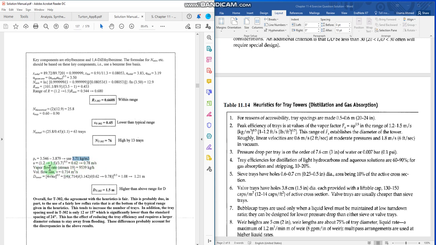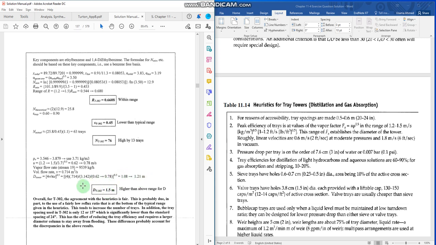Now the vapor flow rate that we get from stream number 19 is equal to 9539 kg per hour. Similarly, once you have the density here, you can get the value for the volumetric flow rate, and using the equation for the mass flow rate, you can convert the volumetric flow rate into the velocity and the cross-sectional area. Rearranging the equation, you get the equation in terms of the diameter of the tower, and you can solve this equation to get the value for the diameter of the tower, which comes out to be 1.08 to 1.21 meter.